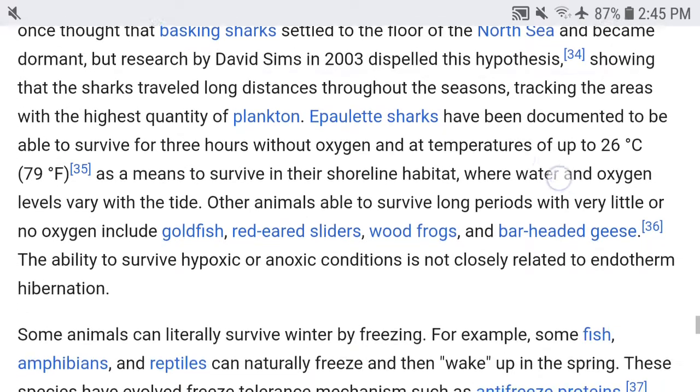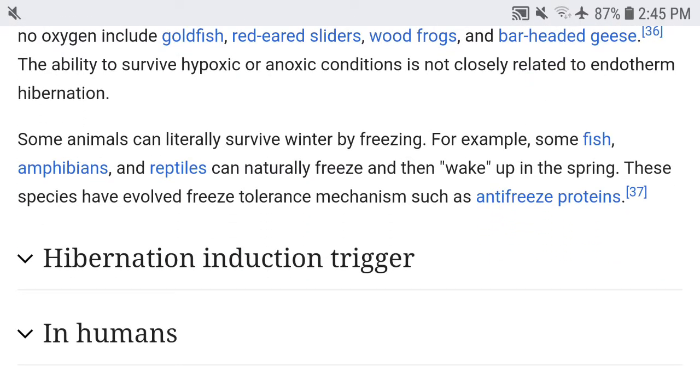Some animals can literally survive winter by freezing. For example, some fish, amphibians, and reptiles can naturally freeze and then wake up in the spring. These species have evolved freeze tolerance mechanisms such as anti-freeze proteins.